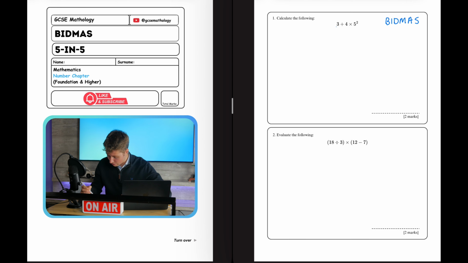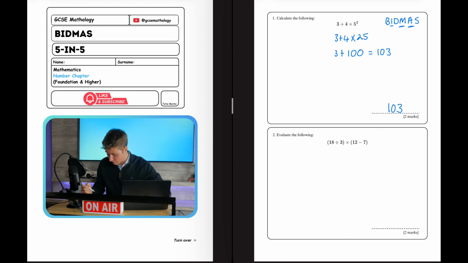So in this question we've got 3 plus 4 times 5 squared. So the first thing is indices. We've got this 5 squared that we need to simplify. So 3 plus 4 multiplied by 5 squared, which is 25. The next thing in this operation here is the multiplication. So there's a multiplication sign and an addition sign, but the multiplication in BIDMAS comes before the addition. So we're going to do 4 times 25, which is equal to 100. So we're left with 3 plus 100, and 3 plus 100 is 103. So that is the final answer.